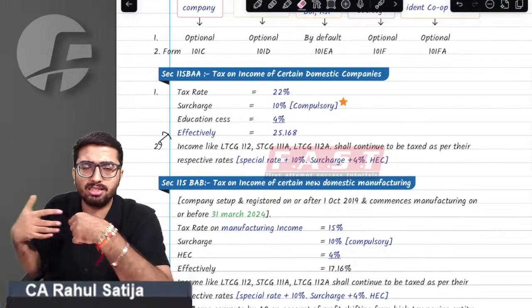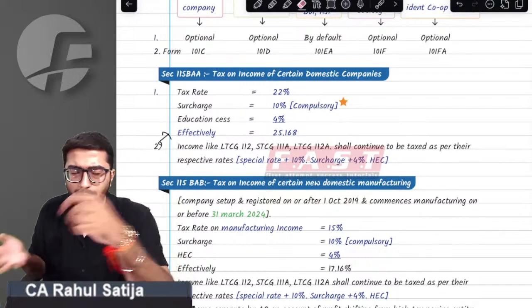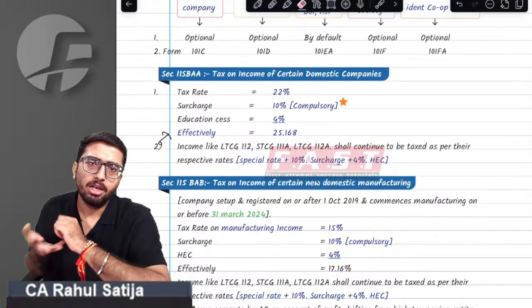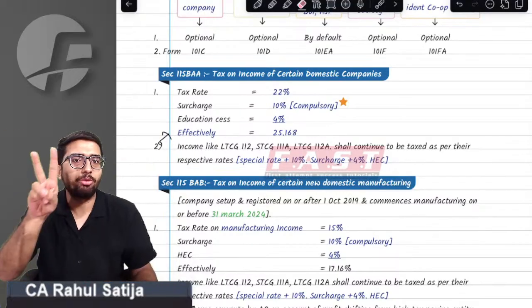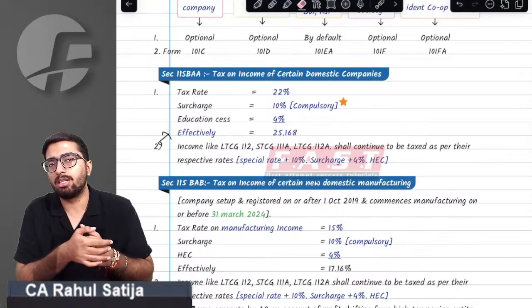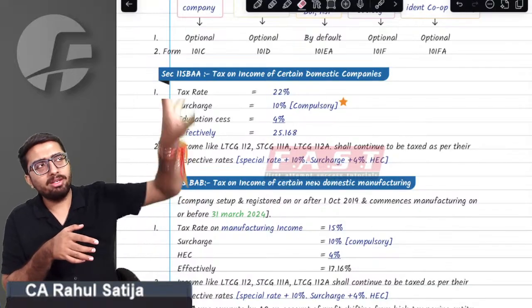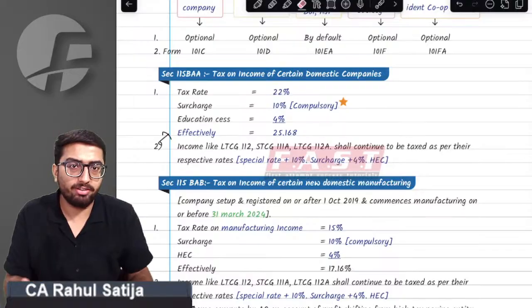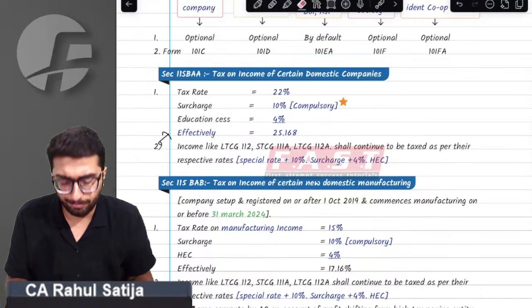Surcharge will be 10% only, since surcharge 10% is for whole income. So surcharge here will be 10% on capital gain income. So what benefit that we have got is the 22% tax, 10% surcharge, 4% education cess. And on capital gain income, tax will be same, but surcharge will be 10%. So that is the benefit that we have got in 115 BAA.